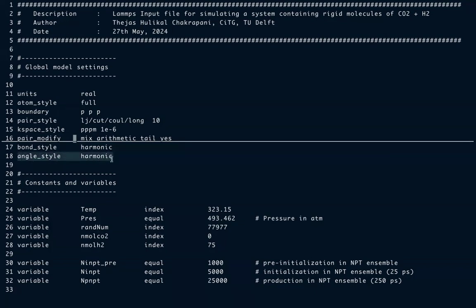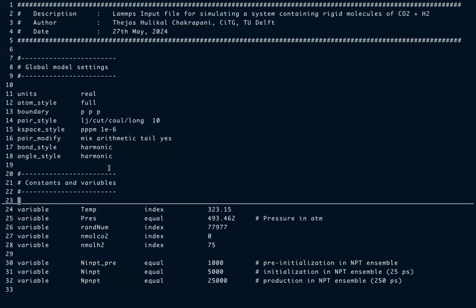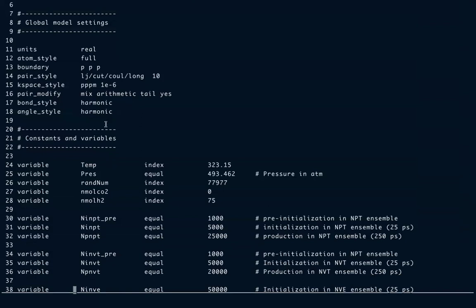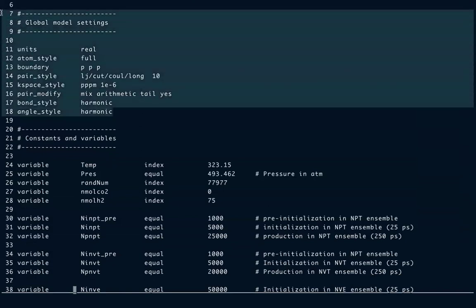Similarly, angle style is harmonic, but here it's really not required to specify these, as we are using something called a rigid body convention, where there are no oscillations in the bond lengths or the fluctuations in the bond angles, because we are setting this exactly as a rigid body, which means that it should move as a rigid unit as it is being simulated. All right, so these are some things that we mentioned to LAMMPS, which are applied throughout the simulation.